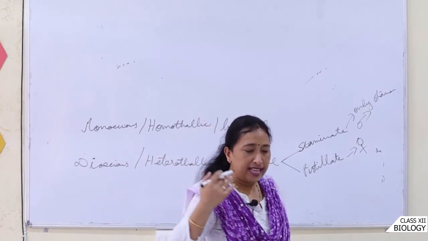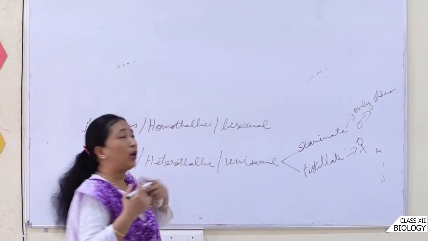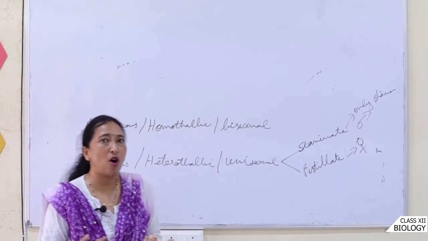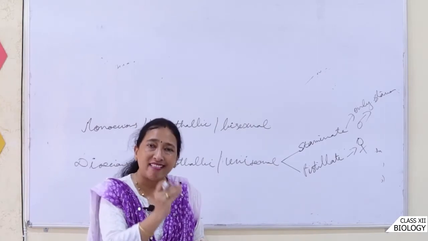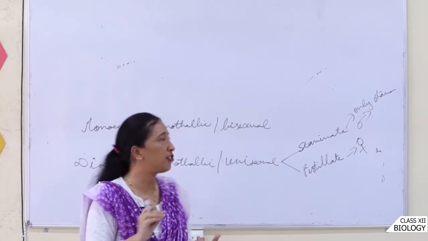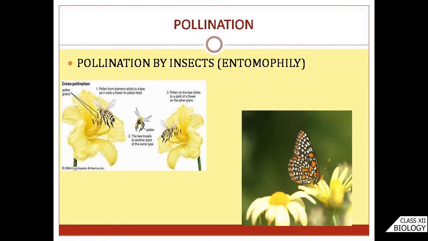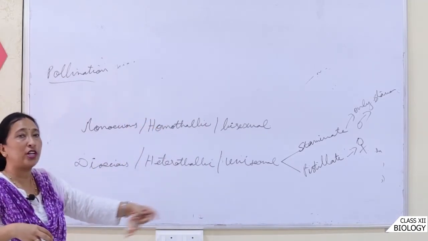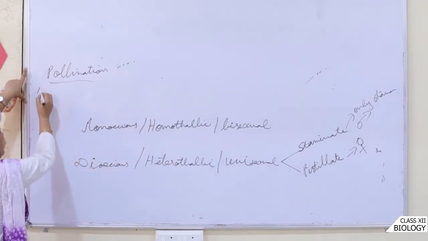When pollination takes place, what is pollination? Pollination is the transfer of pollen grains from anther to the stigma. Pollination can also take place based on the nature of the plant, like if the plant is bisexual or unisexual.